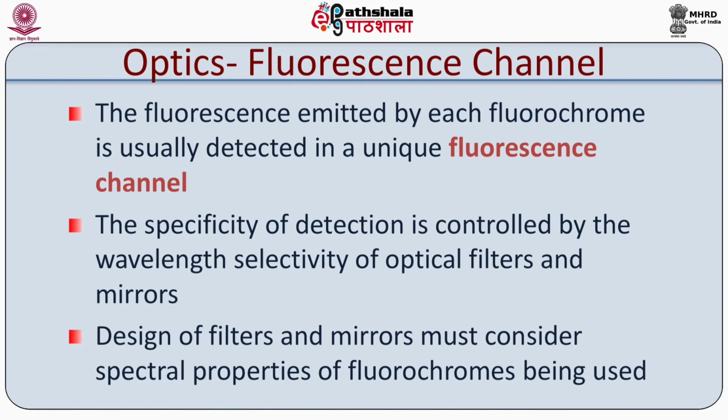So, now after selection of the fluorochromes and learning the different properties of an ideal fluorochrome, the light emitted from the fluorochrome is detected in a fluorescence channel, and the specificity of detection is controlled by the wavelength selectivity of optical filters and mirrors. So, we will review the various choices of optical filters and mirrors available.